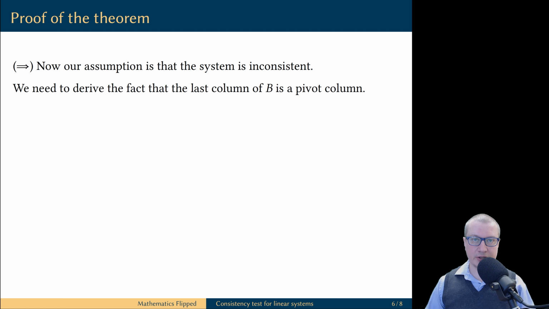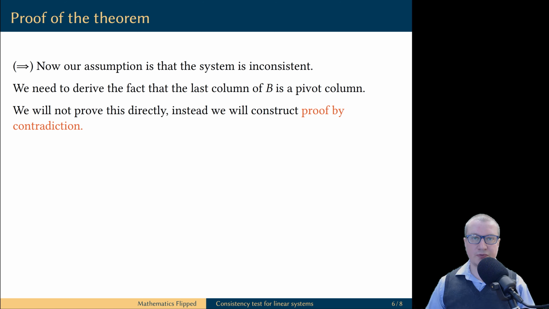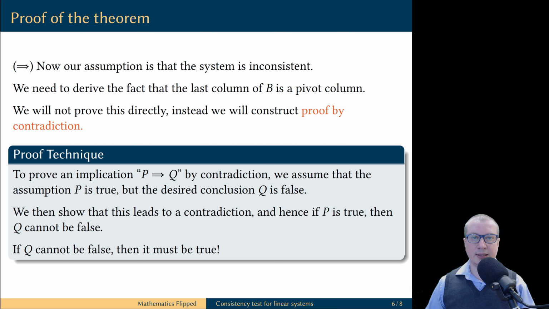In the forward direction, we are going to assume that the linear system is inconsistent, and then we must show that this forces the last column of B to be a pivot column. We will prove this fact by using the technique of proof by contradiction. Let me explain what this technique entails.